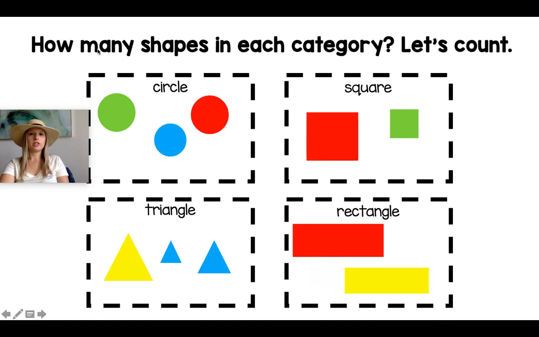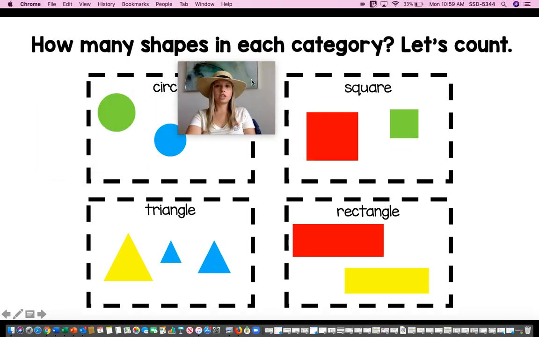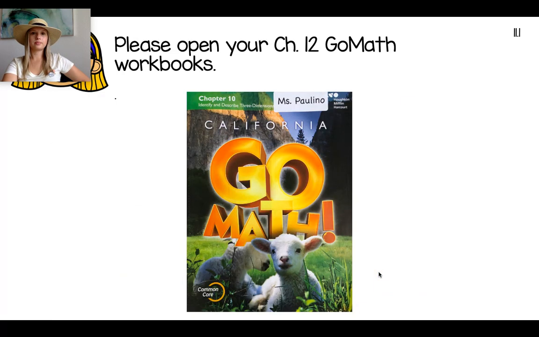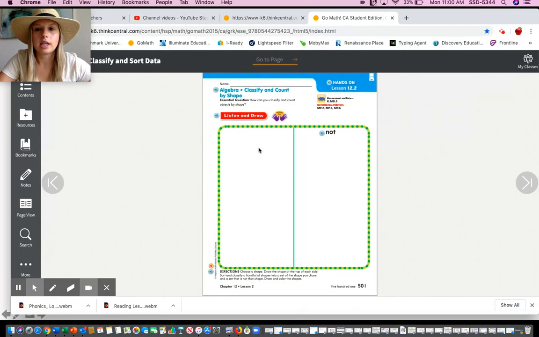Okay, I had to rearrange it. How many shapes do you see in each category? Let's count. So now we need to count. Let's find out how many circles. 1, 2, 3. 3 circles. How many triangles? 1, 2, 3. 3 triangles. How many squares? 1, 2. 2 squares. And how many rectangles? 1, 2. 2 rectangles. Very good.